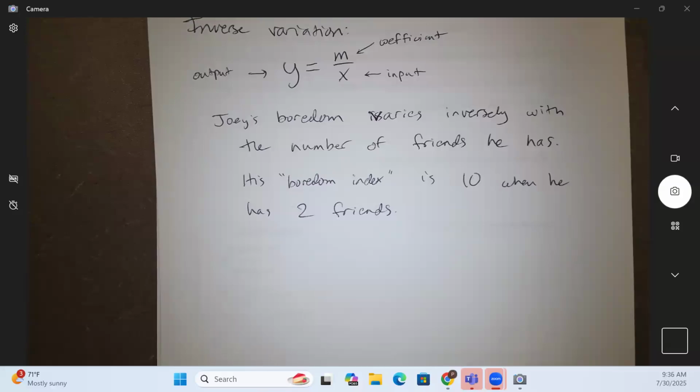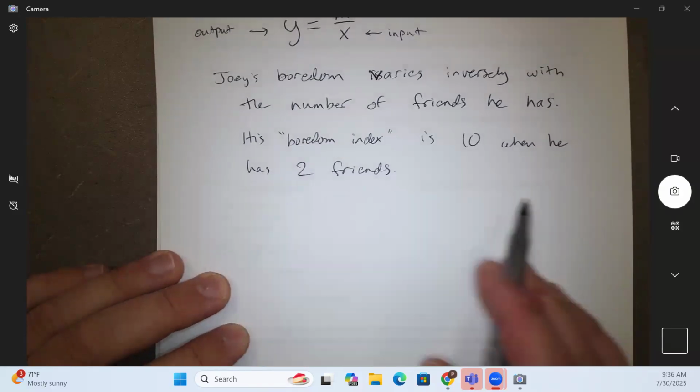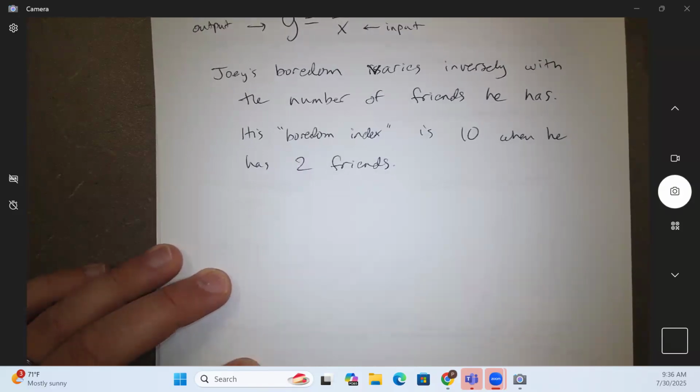His friends come and go, they move away, they get new jobs, they have a fight, meet someone at the bowling alley, makes a friend, right? The number of friends Joey has fluctuates, which affects his boredom. The more friends he has, the more stuff he has to do. So let's put this in a table.